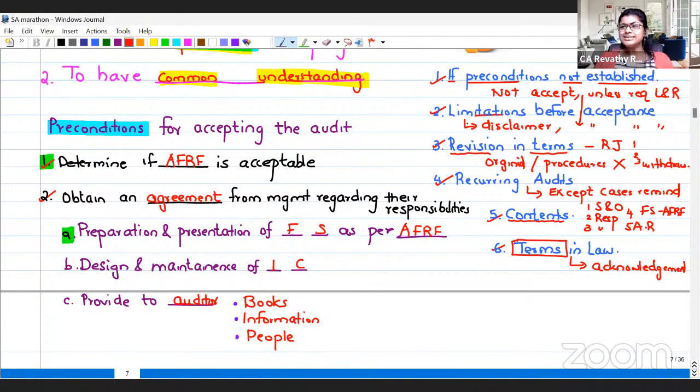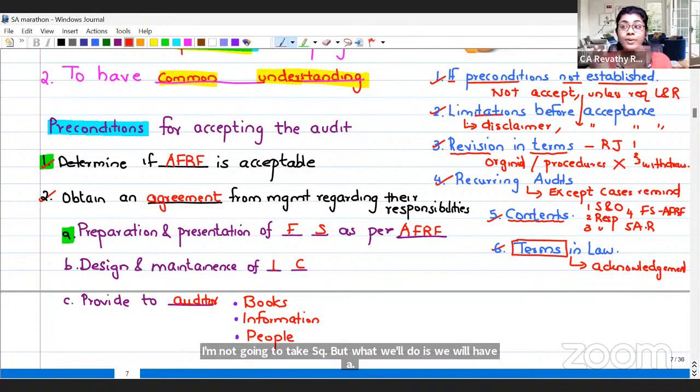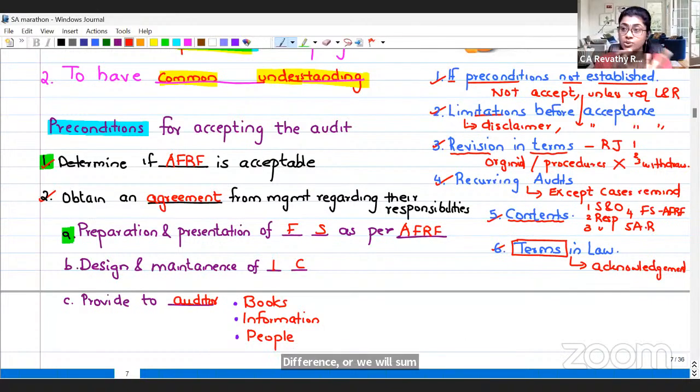220 has an elder brother. You guys know that? SQC 1. You didn't know? Guys, SQC is the elder brother. Now, I'm not going to take SQC, but what we'll do is we will sum up the difference between SQC and 220, right? Okay. Start.